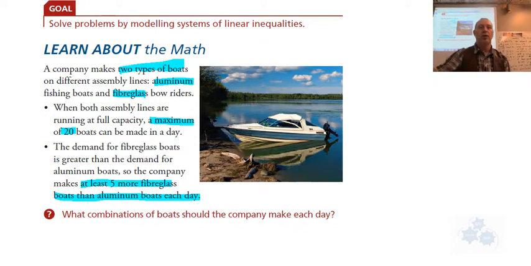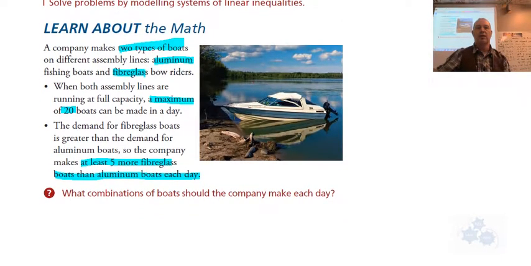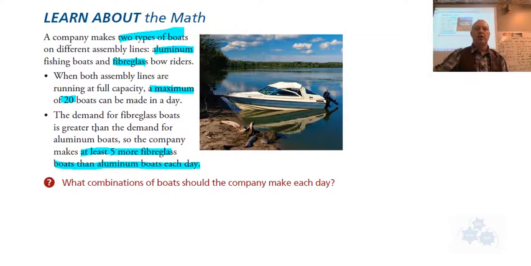Now the first thing you want to do always is identify and label your variables. You can do this with me. You don't have to copy this out, it's in your book. We want to take a look at the first and the second and the actual question here. It says, what combinations of boats should the company make each day? The question at the very end gives you a hint as to what the variables should represent. So it's not, what lakes are nearby. That has nothing to do with the question. It's definitely the two types of boats.